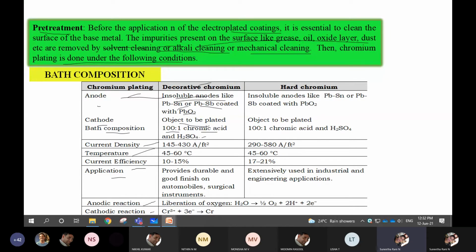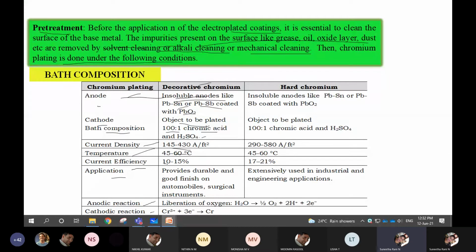So what is the current density you are maintaining? The current density you are maintaining is 145 to 430 amperes per square foot. That is the current density you have to set up. You can set it in the electrolytic bath container. What is the temperature you have to maintain throughout the process? 45 to 60 degrees Celsius.